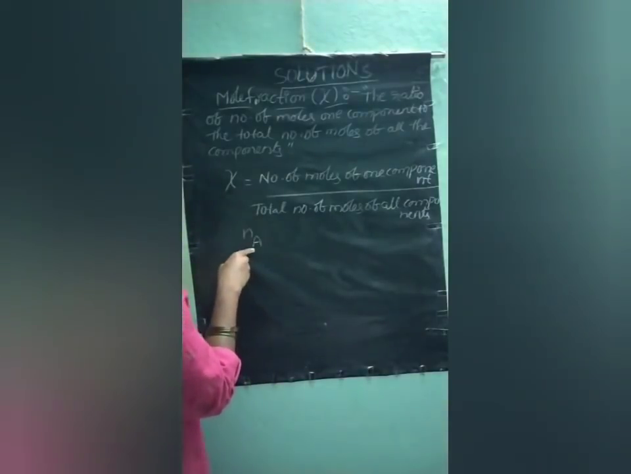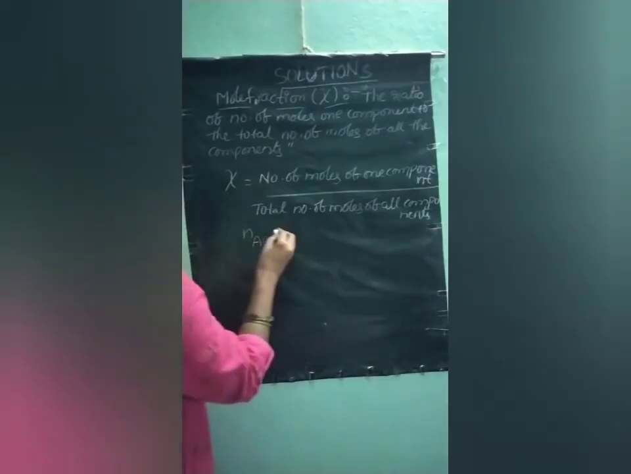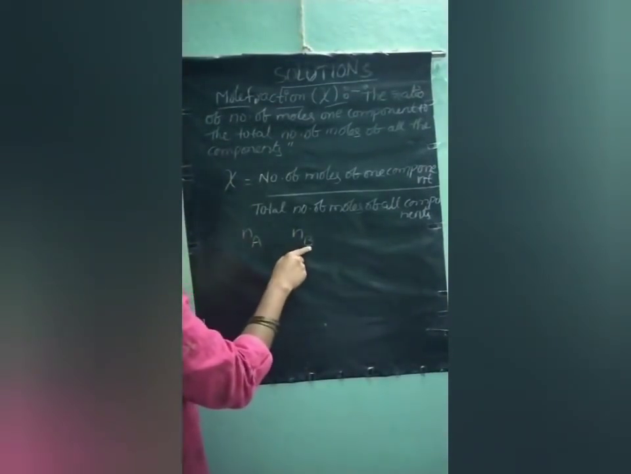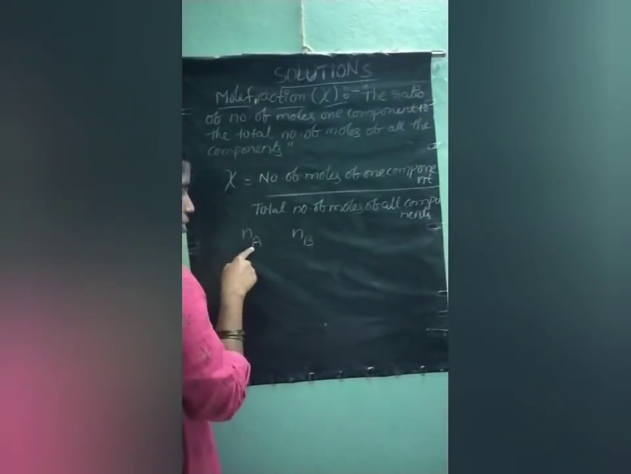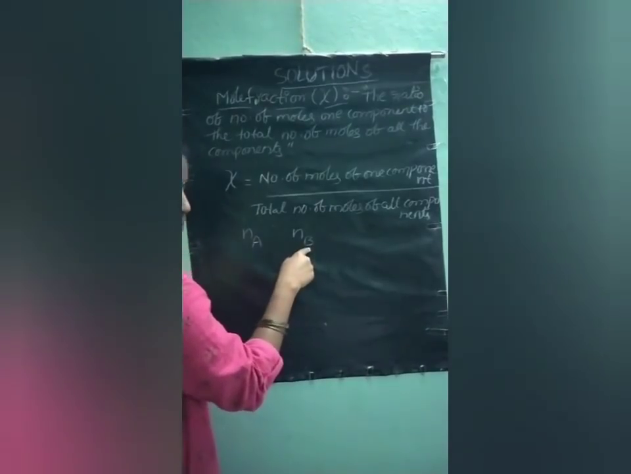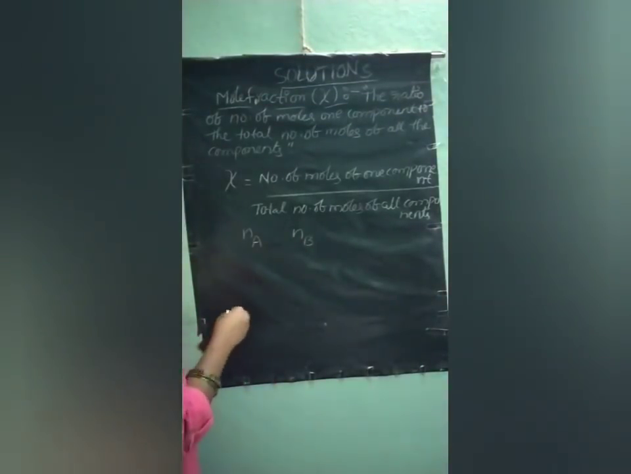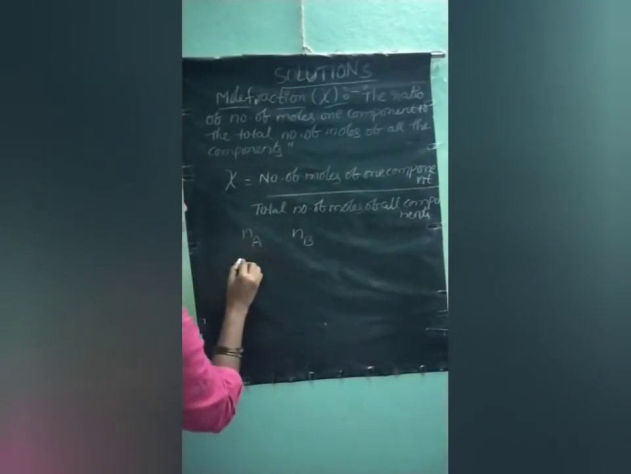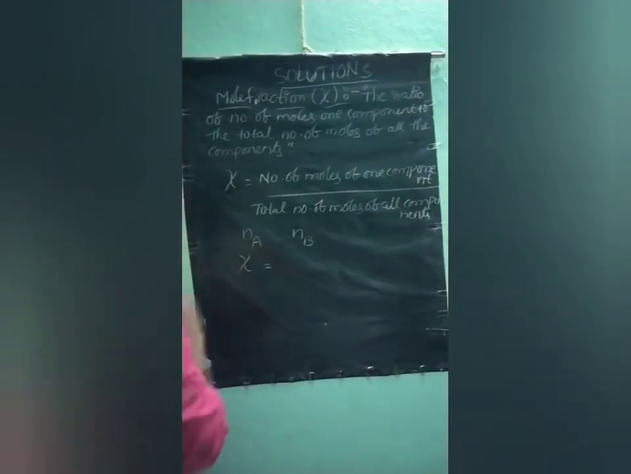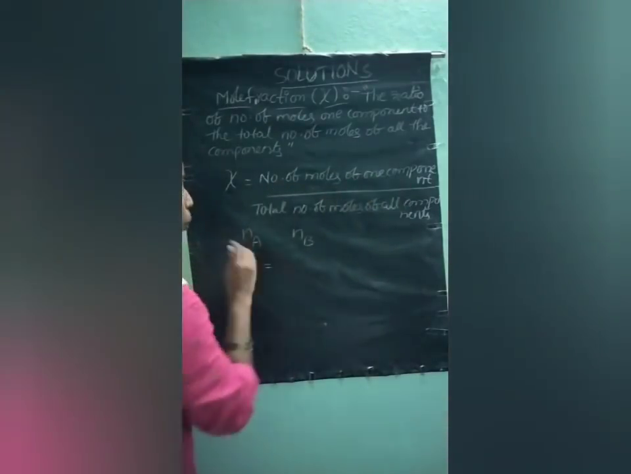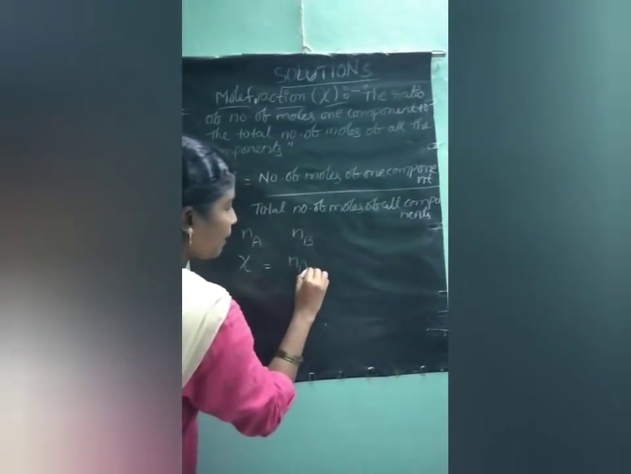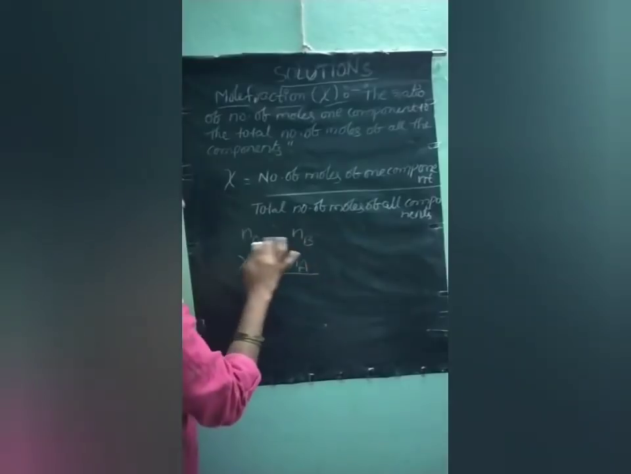Number of moles of A and number of moles of B. A and B are different solutions. For the first solution A, the number of moles is Na, and the number of moles of solution B is Nb. So here two solutions are taken, and the mole fraction is equal to the number of moles of one component. Here one component is Na, so Na by the total number.